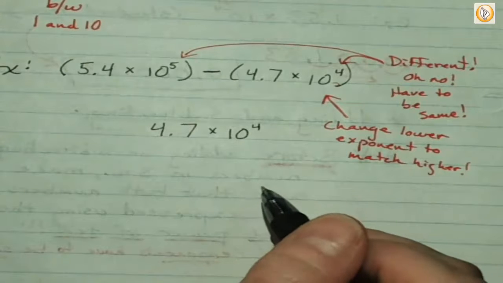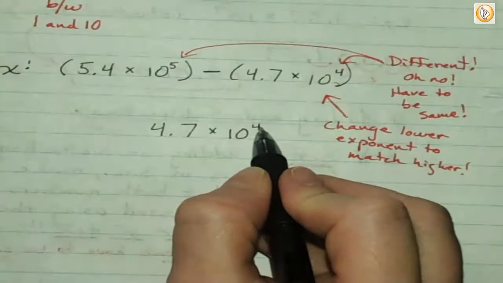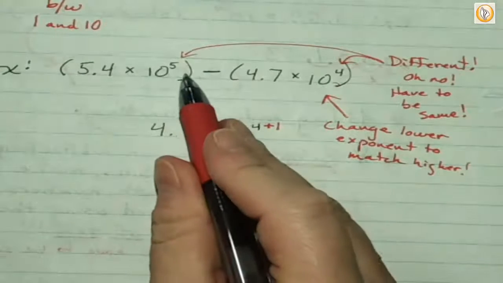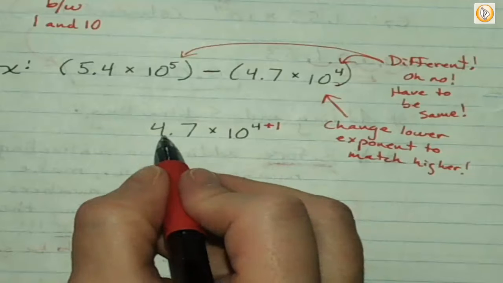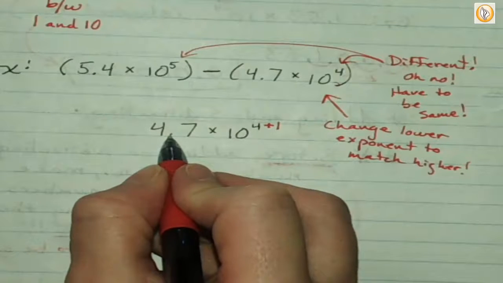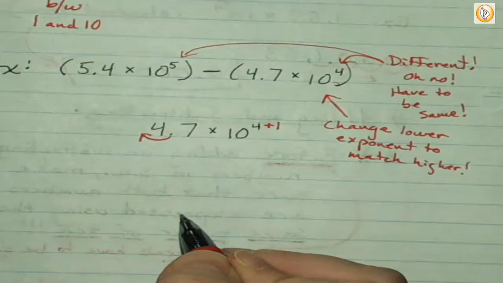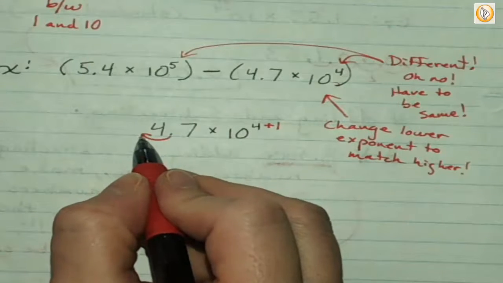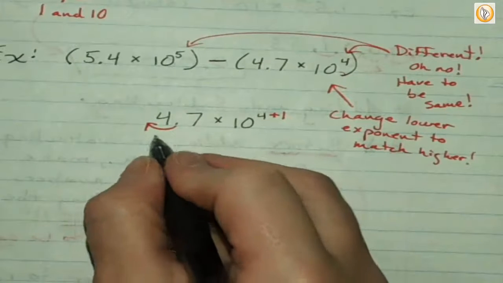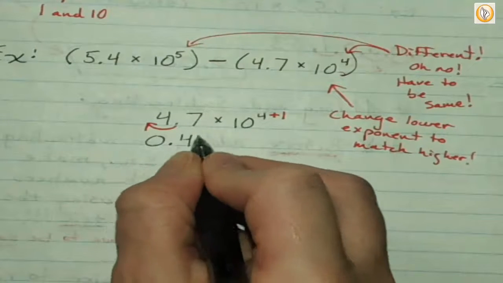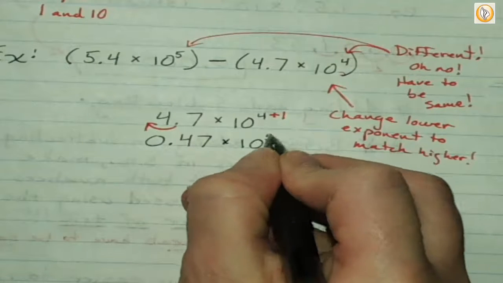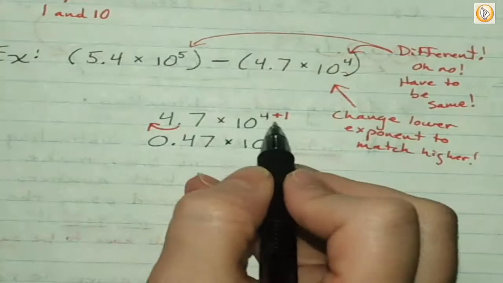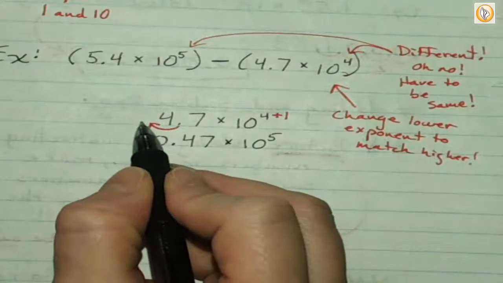Now, Aiden is correct. We need to make this 5. So I need to add 1 to it to make it 5, correct? And he said, well, then you would move this decimal to the left 1 place. If we're going to add 1, we have to move this to the left 1, because that's the rule. So then it's 0.47 times 10 to the 5th power. We added 1, so we move it to the left 1.